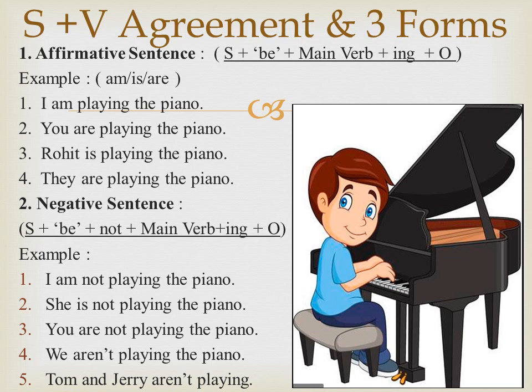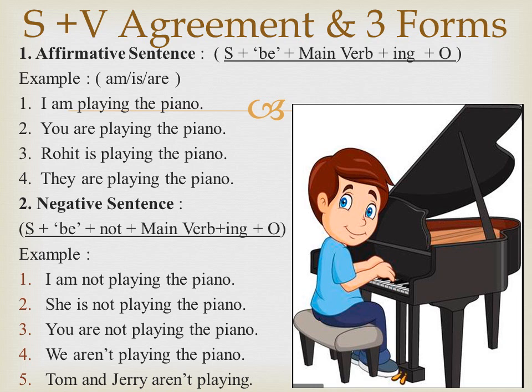What is the boy doing? The boy's name is Rohit. Rohit is playing the piano. All are positive statements. Structure is subject plus be verb plus main verb in ing form plus object. I am playing the piano. I subject, am be verb, playing main verb, and the piano is the object.